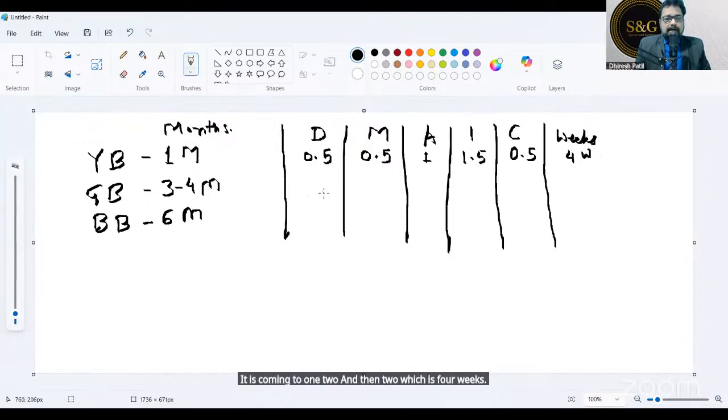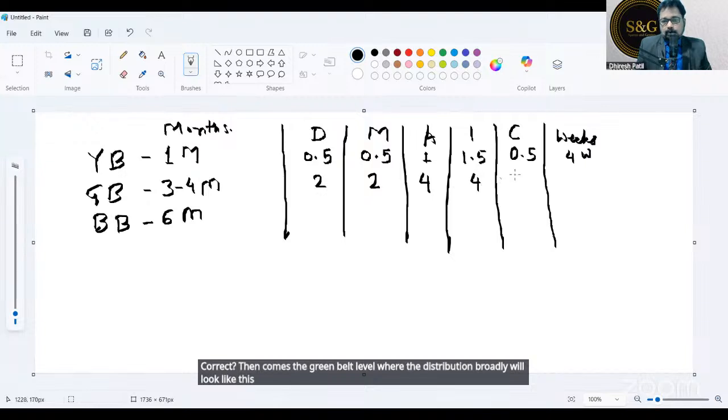Correct? Then comes the green belt level, where the distribution broadly will look like this, just for our understanding.